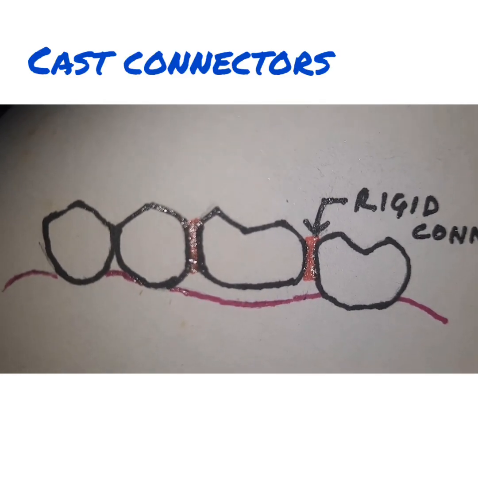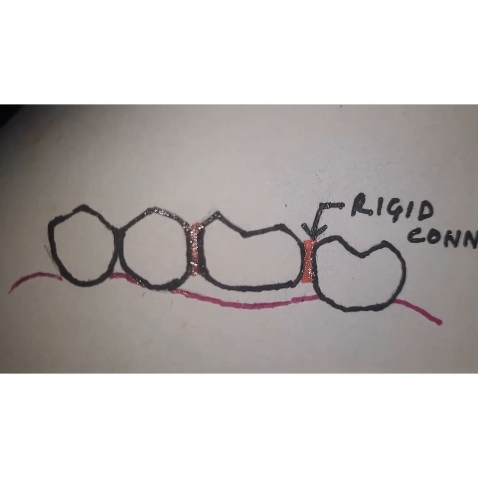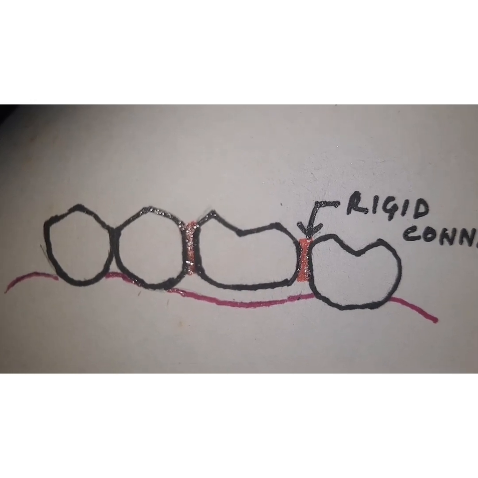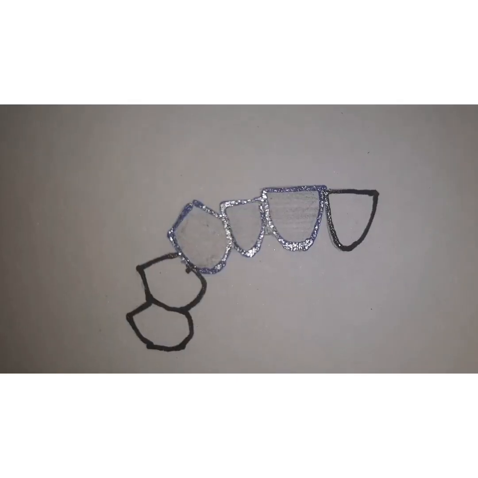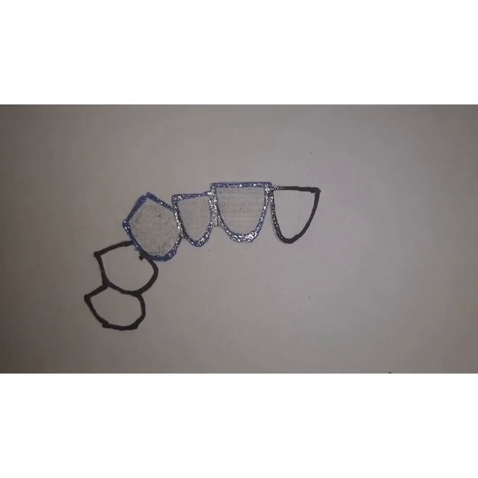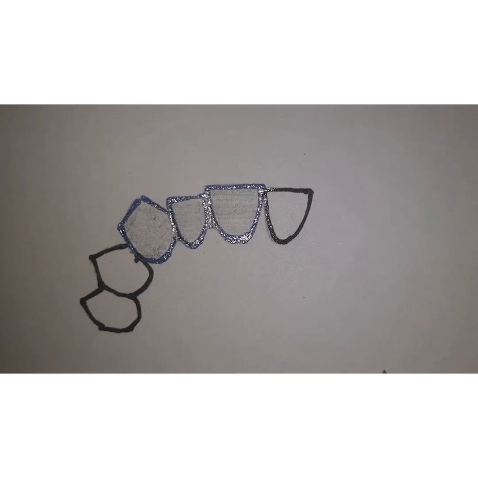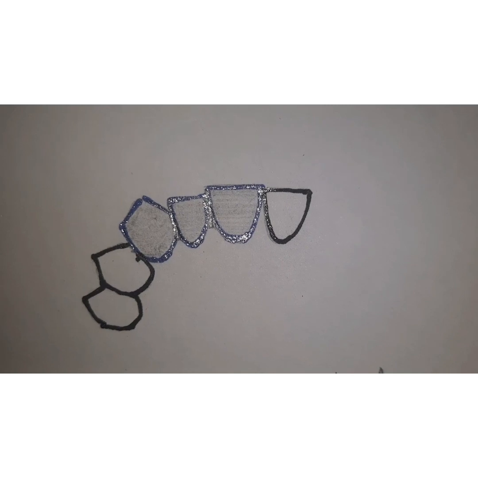First is the cast connectors. These are rigid connectors, as you can see, and these connectors between the retainers and the Pontics are cast together. How do we do that? They are made by flowing wax between the wax patterns of the retainers and the Pontic, and such a bridge is then cast as a single unit.